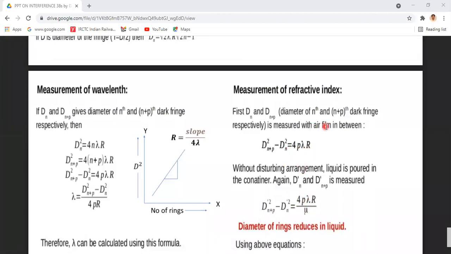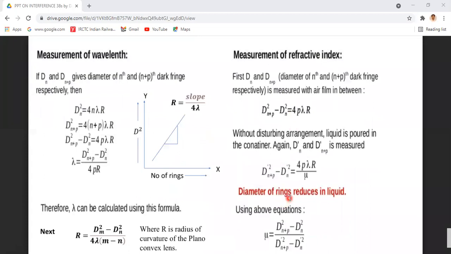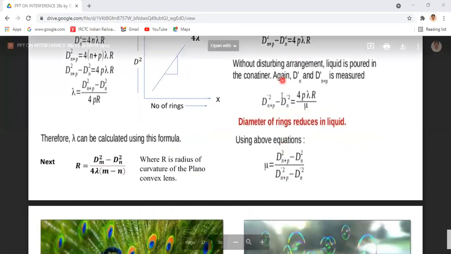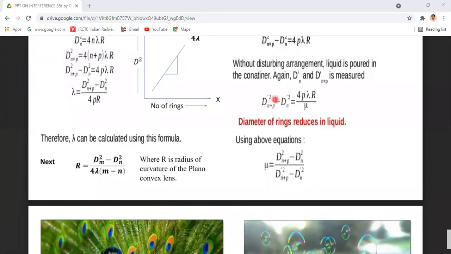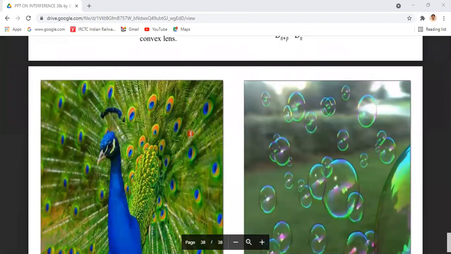For air film, the refractive index mu is 1, but for the liquid film the refractive index is unknown, so we take it as mu. The diameter of rings is reduced in the liquid film. Using the above equations, mu is equal to (D squared n+p minus D squared n) divided by (D dash squared n+p minus D dash squared n). This is the refractive index of the given thin film, calculated using the Newton's rings experiment.